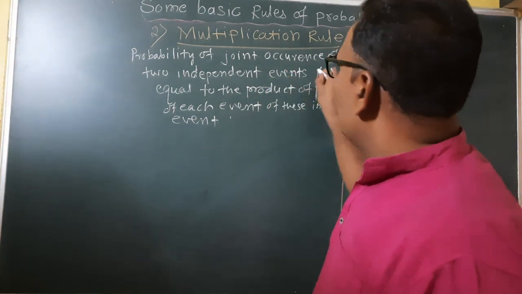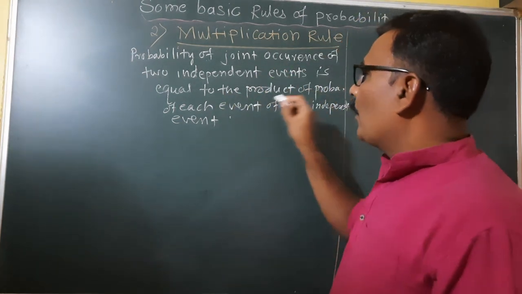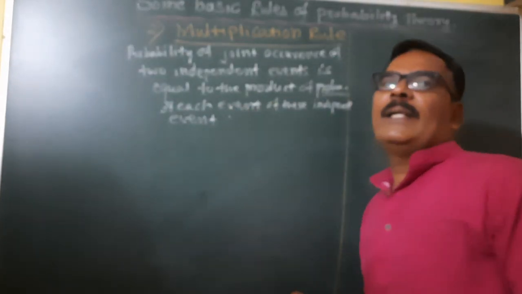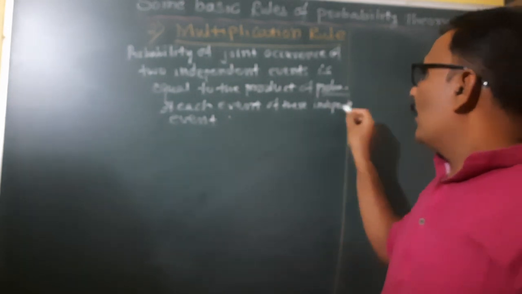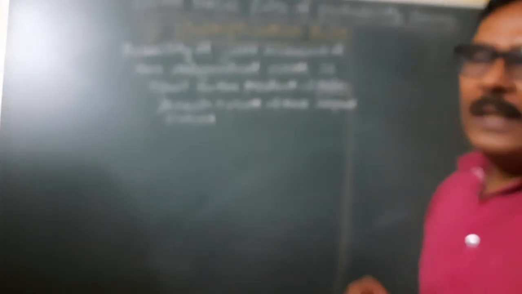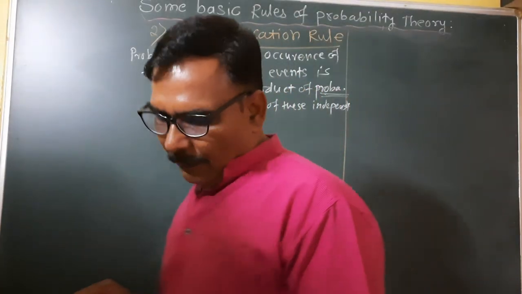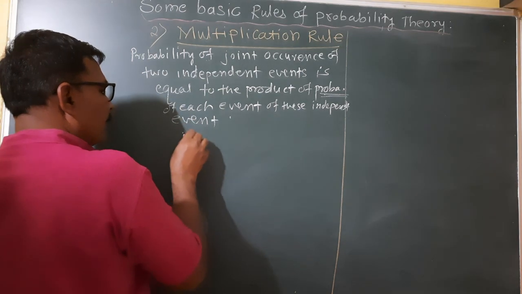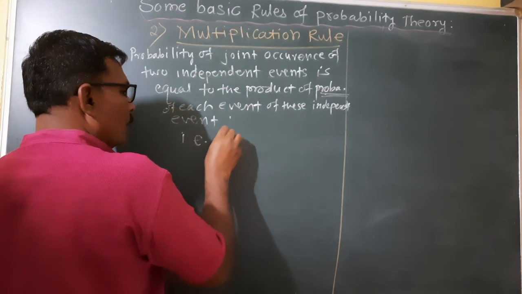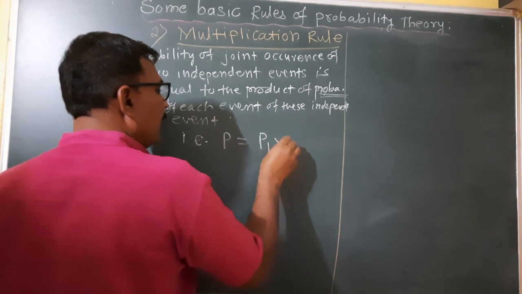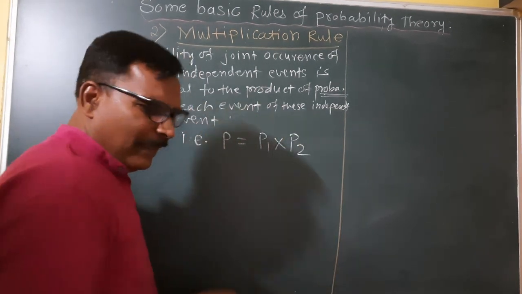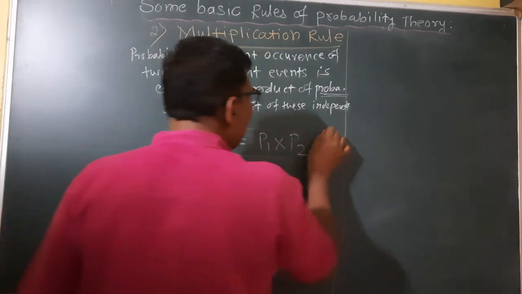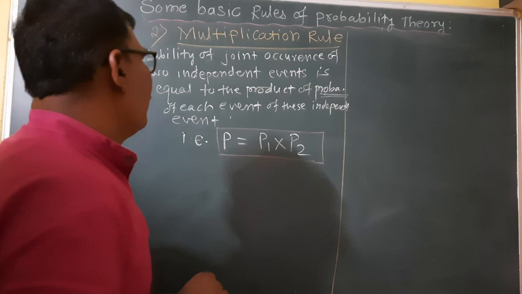The probability of the joint occurrence of independent events is equal to the product of the probabilities of each of these independent events. This is considered the multiplicative law of probability. From that we say P equals P1 into P2. Simple. Addition and multiplication are very simple. For addition, P equals P1 plus P2; here, P equals P1 into P2.